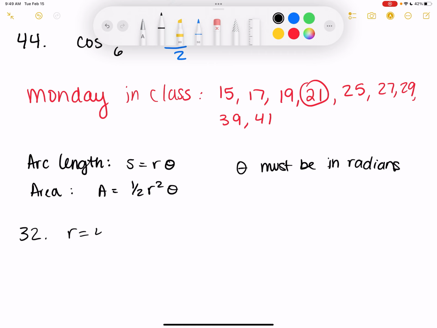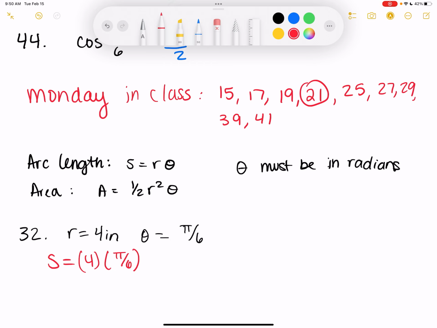32: r is equal to 4 inches, and just to keep in mind, we're given units, so our answers are going to have units on them, and theta is pi over 6. That is in radians. So it wants arc length and area. So arc length S equals r theta, so 4 times pi over 6.